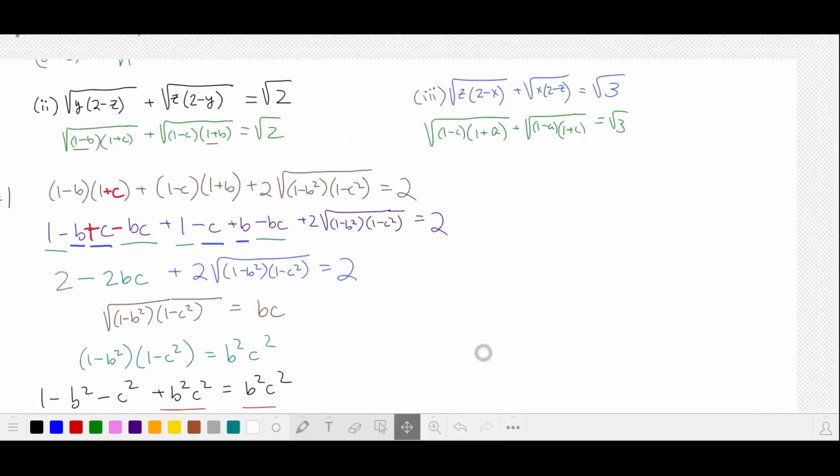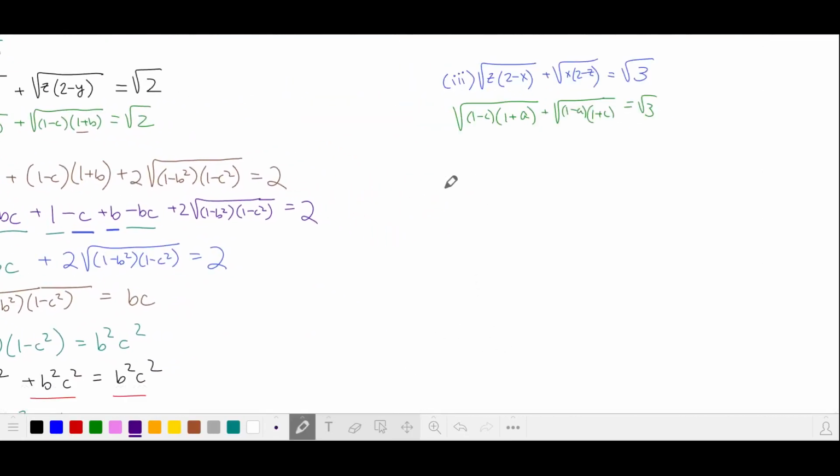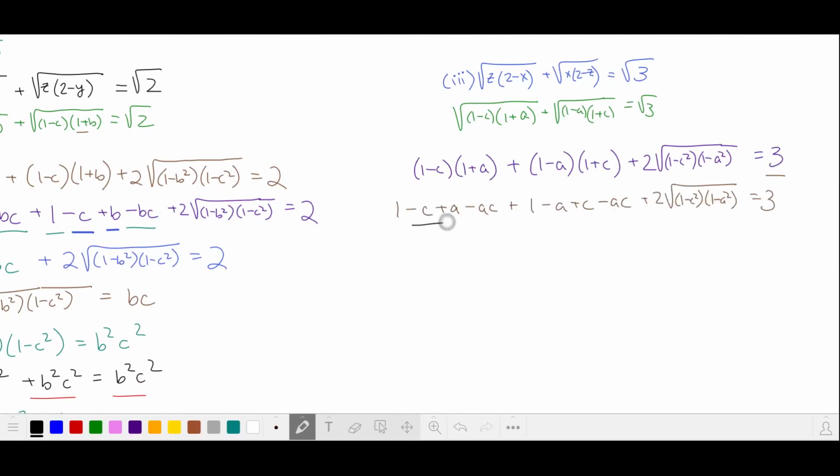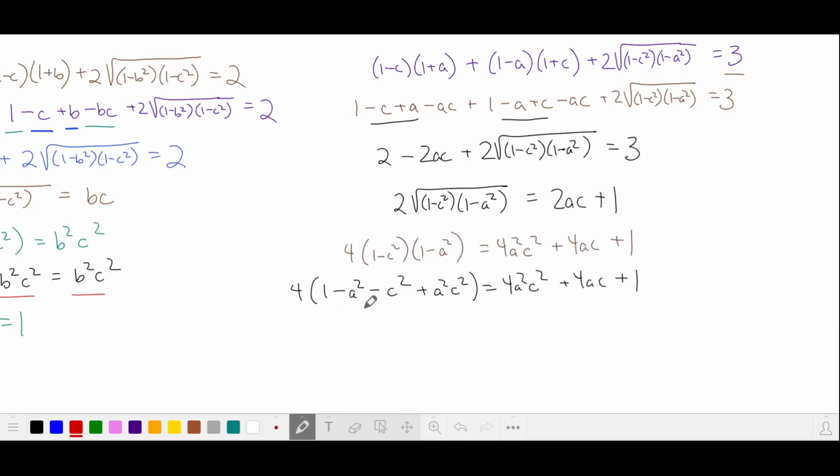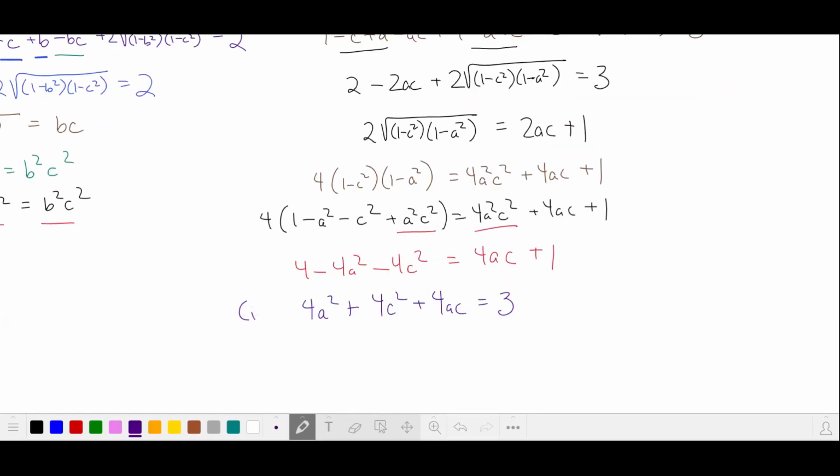Let's go on to the third equation, and we'll do the same thing. This time our expression is equal to 3. We'll cancel our terms again. We're left with a 2, and we square again. Right, we're going to get rid of the 4a squared c squared on both sides, and this is what we get from our third equation.